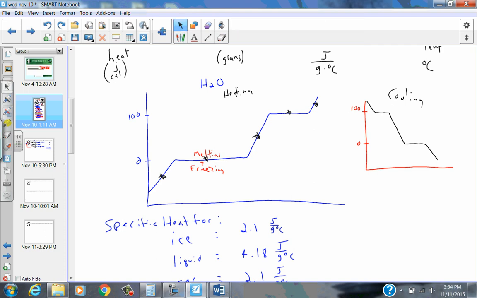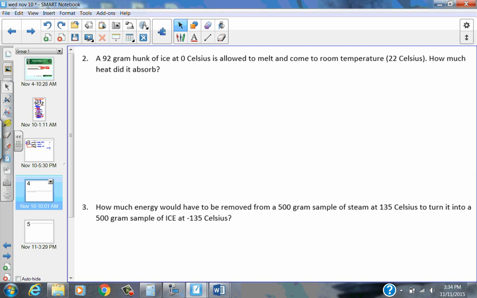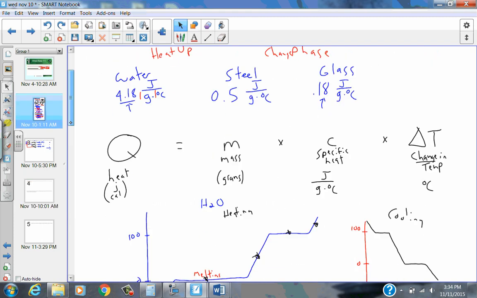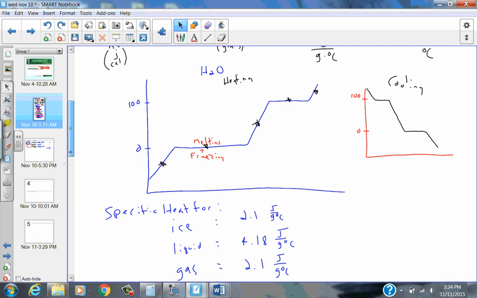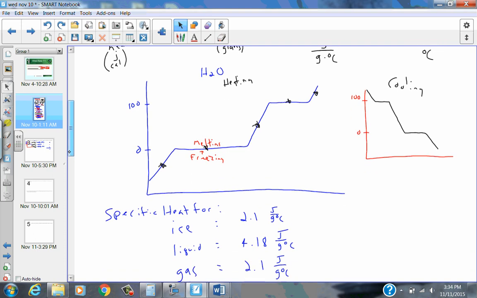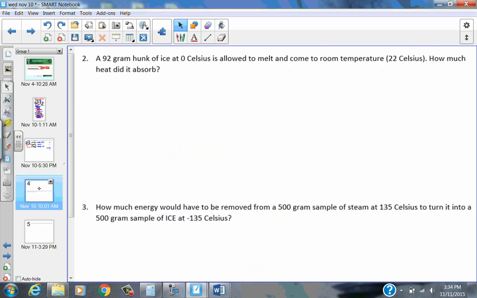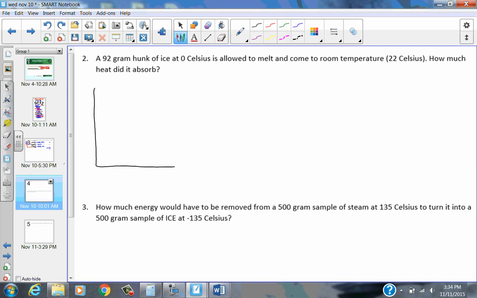Okay, your mission was to attack a problem like this: a 92-gram hunk of ice at 0 Celsius allowed to melt and come to room temp. How much heat did it absorb? One thing we're going to see really quick is this is nowhere near as in-depth as a 5-step problem. Drawing the heating and cooling curve, like the direction said to do, helps us figure out how many steps it is. It's not so that the teacher knows what you know. It's so that you know what to do.